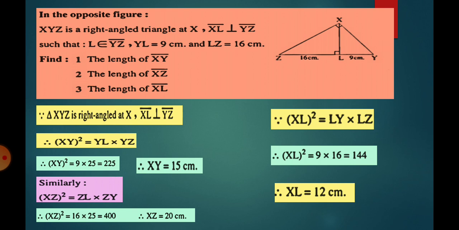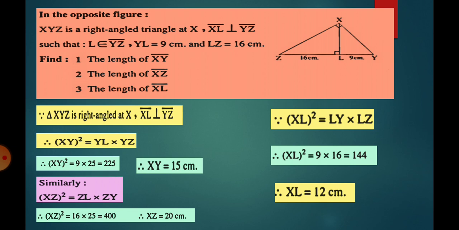In right angle triangle XLY, we know the length of LY and the length of XY. So we can find XL power 2 equals XY power 2 minus LY power 2, equals 15 power 2 minus 9 power 2, equals 144. So XL equals 12 centimeters. Or in the right angle triangle XLZ, it will be XZ power 2 minus ZL power 2.